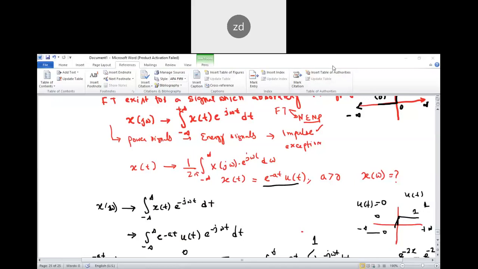In the next class, I'll be explaining the other signals, and let me end this meeting here. If you proceed in a similar way and draw the conjugate symmetry, you'll understand. I'm ending this meeting.